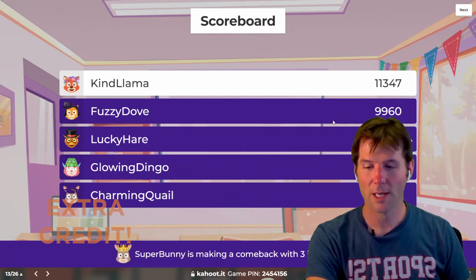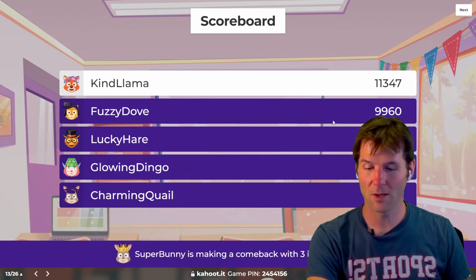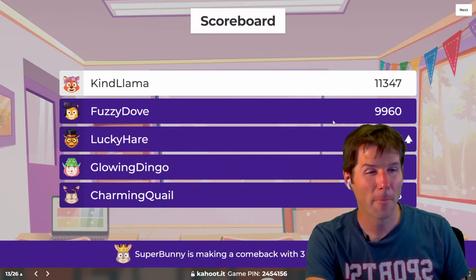Next, leaderboard: kind llama, fuzzy dove, lucky hair, glowing dingo, and charming llama.